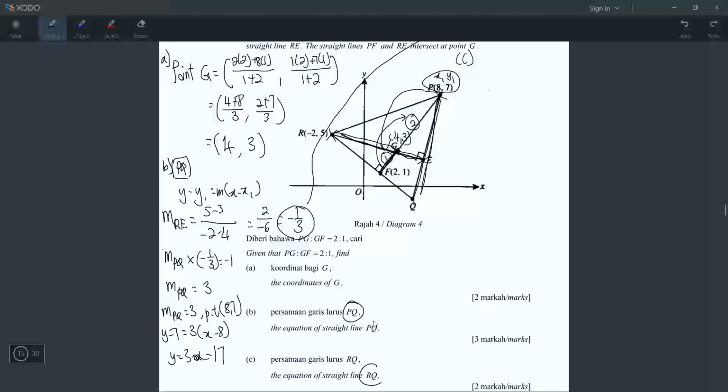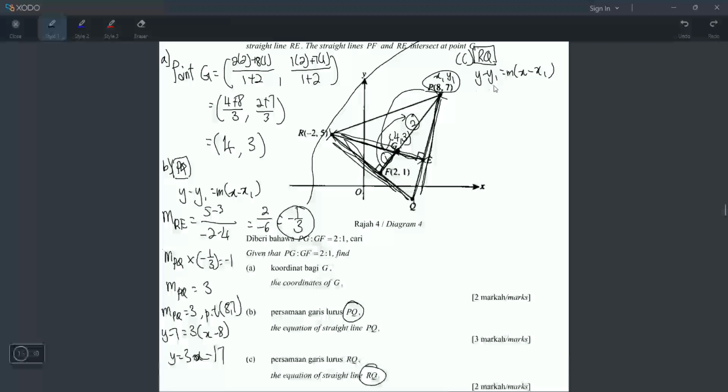Okay, let's go with C. C says: find the equation of RQ. You see this again, equation. So which formula do I want you to use? In Addmaths, usually we use y minus y1 equals gradient times x minus x1. There's also another formula you can use, y equals mx plus c. That can also work, but usually I use this one in Addmaths. So RQ, where is RQ? RQ is this line, right?